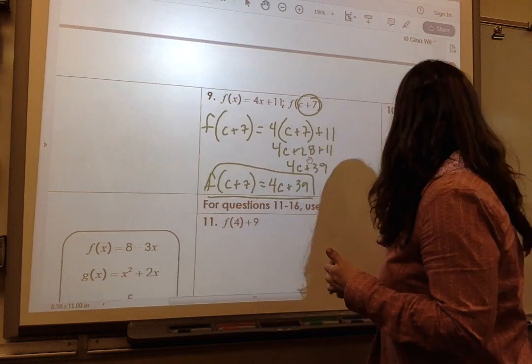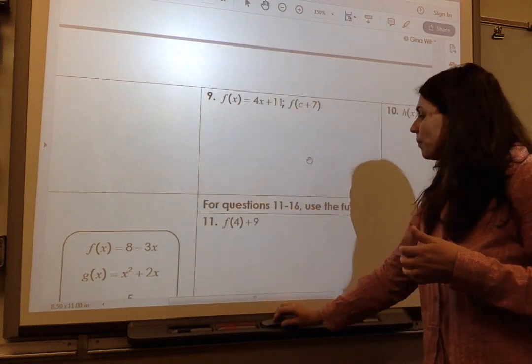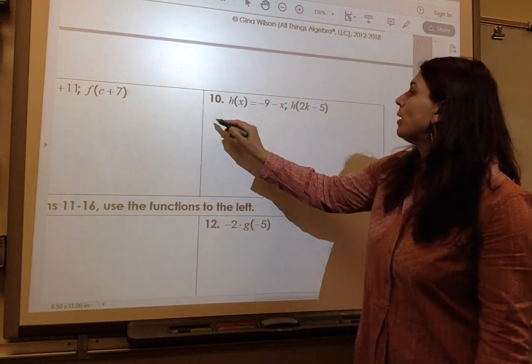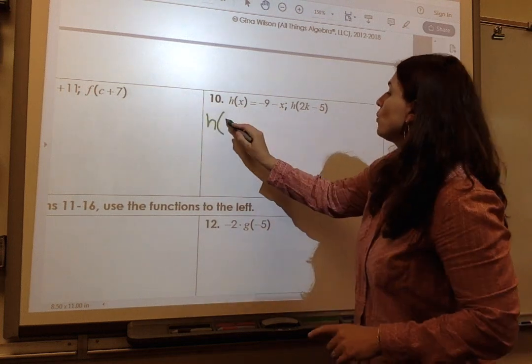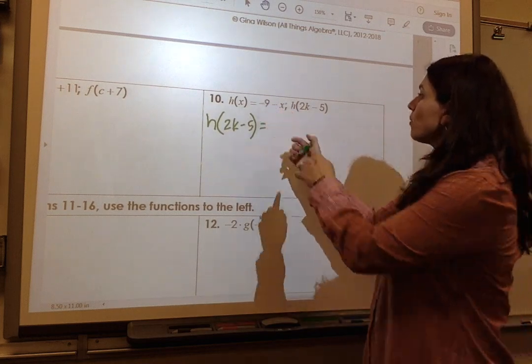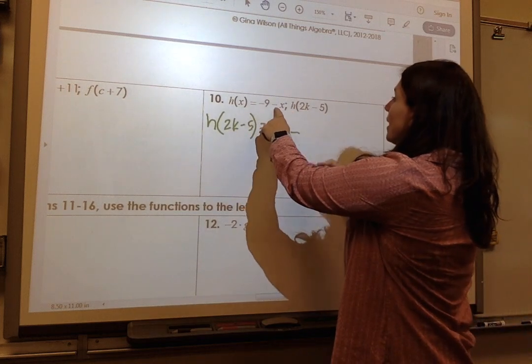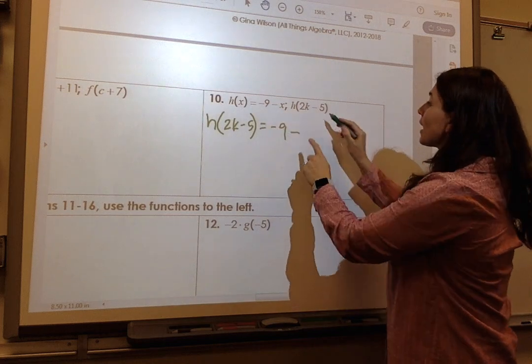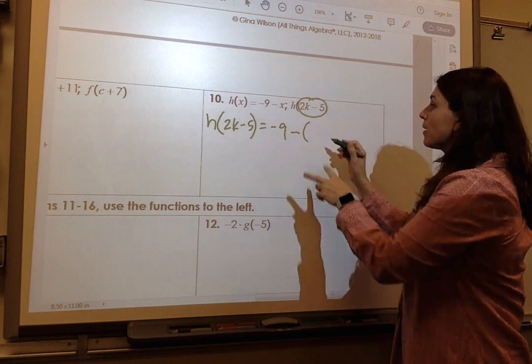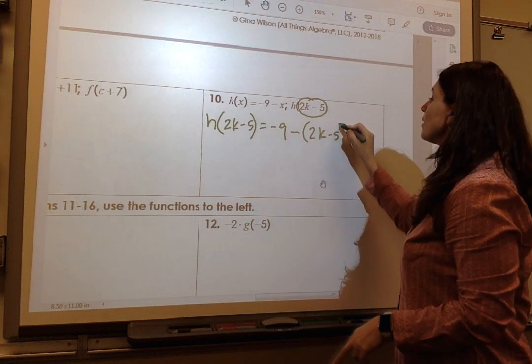Let's do number 10 just to get some more practice. Okay? So, when my input now is 2k minus 5, what is my output? So, everything remains the same. Negative 9 minus, in place of x, I have to plug in all of this. So, I'm going to put parentheses around it because it's a binomial. So I get 2k minus 5.